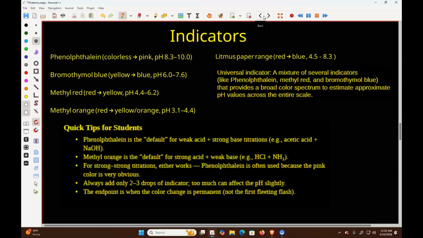But when just a couple of drops in either direction change it, that means you're right on this portion of the curve here, with only 1 or 2 drops. So that gives you your endpoint. So always be careful here when you're titrating.